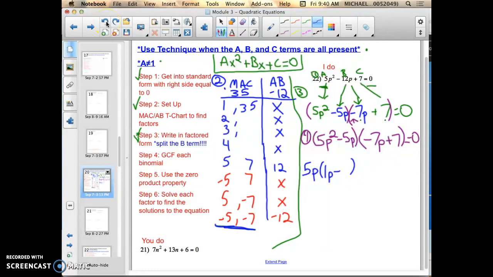Negative 5 divided by 5 is negative 1. And then p divided by p, they cancel out. So I'm done GCFing the first binomial. Now, I need to GCF the second binomial.